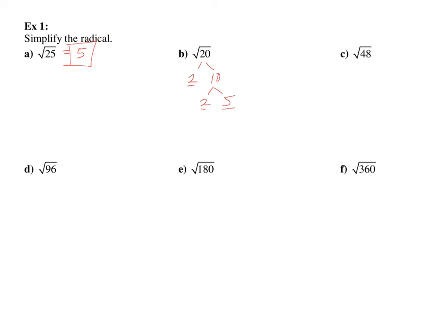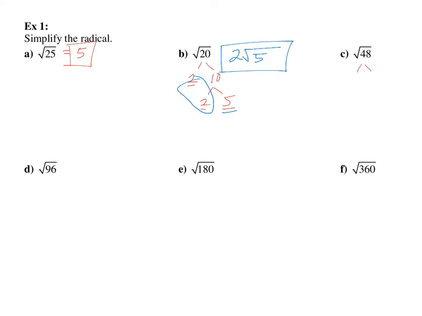All right, so we're looking for a pair of primes. Here I have a pair. Okay, so whatever I have a pair of, I pull that number out. That's 2. And then left inside the square root is whatever I have left over, 5. That's all there is to it. We're done.